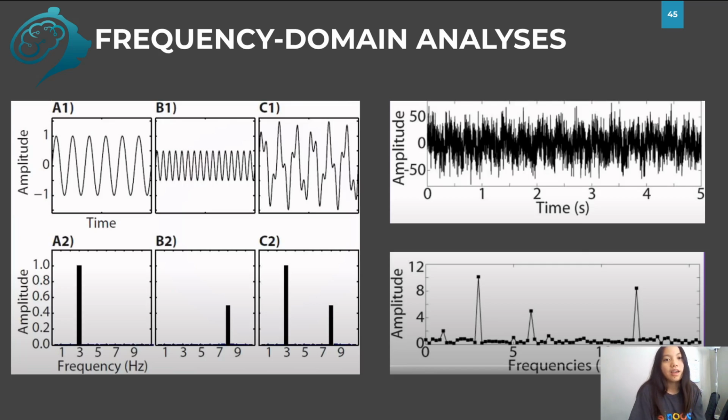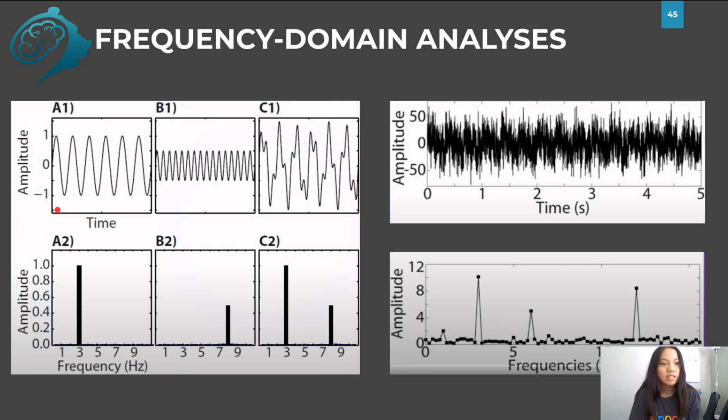All right, and the next type of EEG data analysis is frequency domain analysis. The idea of frequency domain based analysis is to represent and analyze the signal not in the time domain but in the frequency domain. So on the top left, you can see the time domain, and here's a 1 second tick mark, so this is 2 seconds total.